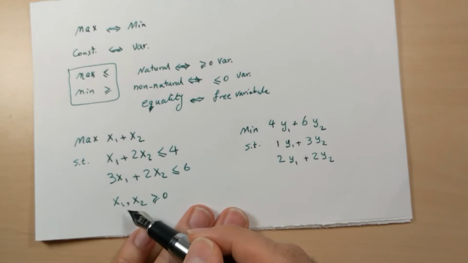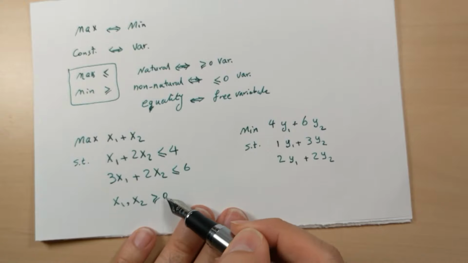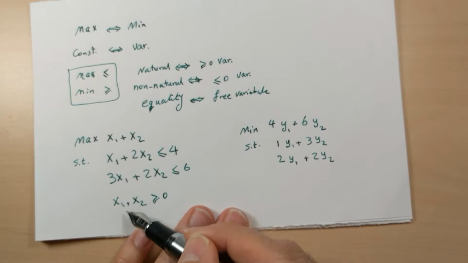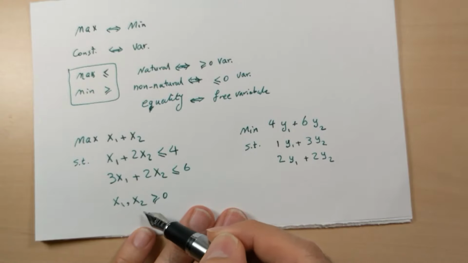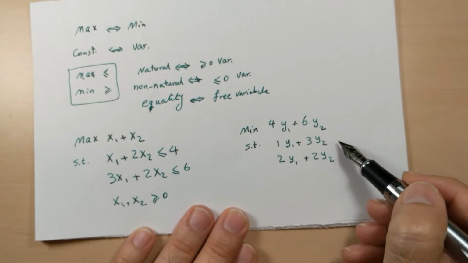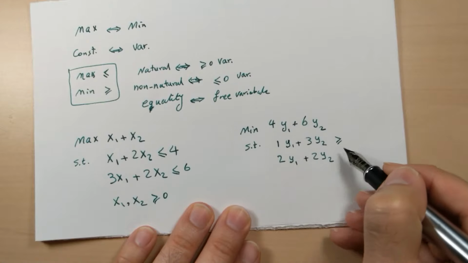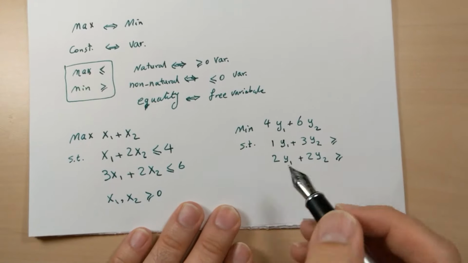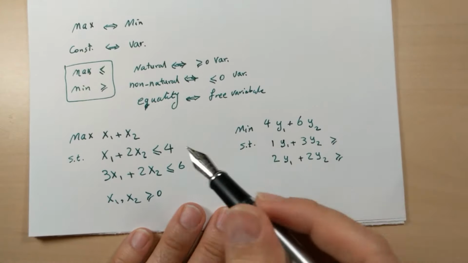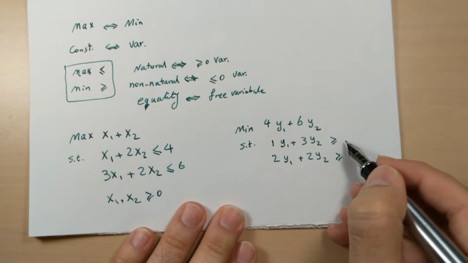We have greater than or equal to 0 variables, non-negative variables. So we will have natural constraints here. Natural constraints for minimization are greater than or equal to. The right hand side of the dual problem comes from the coefficients of the objective function.